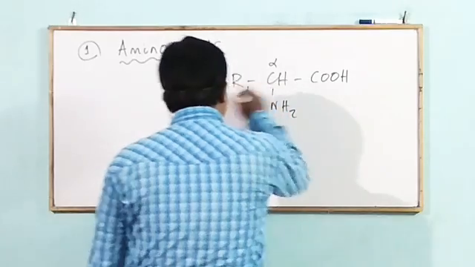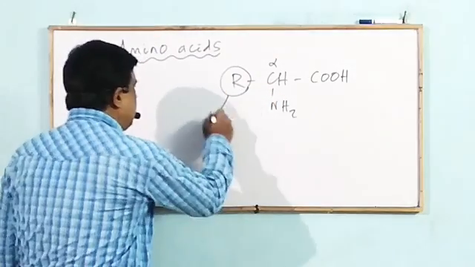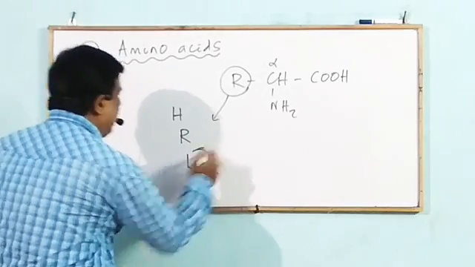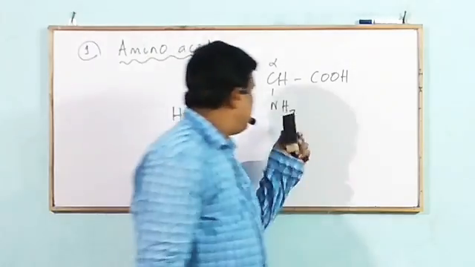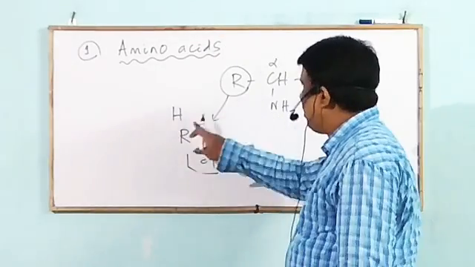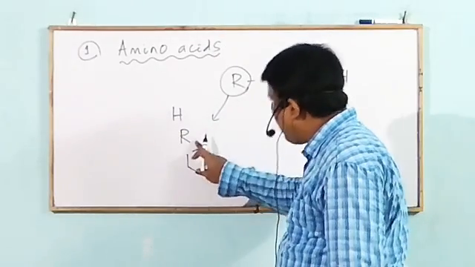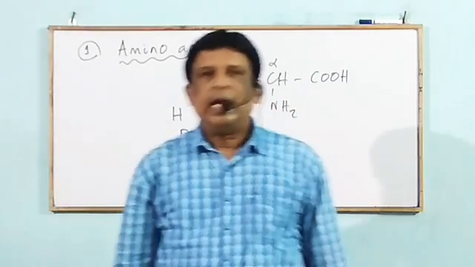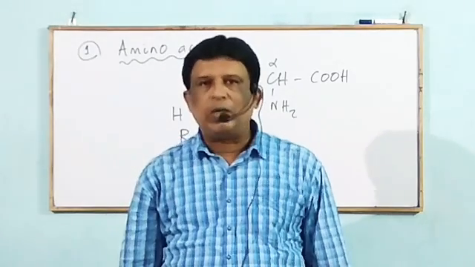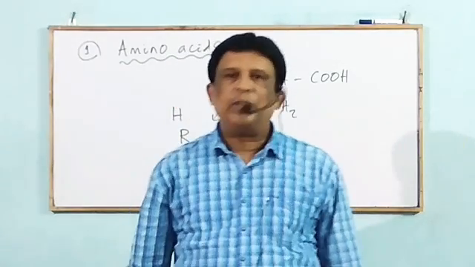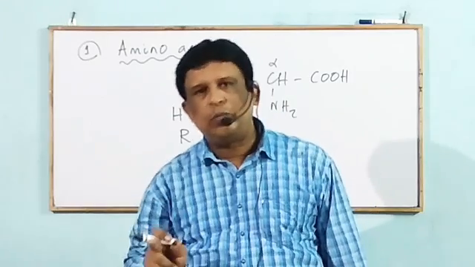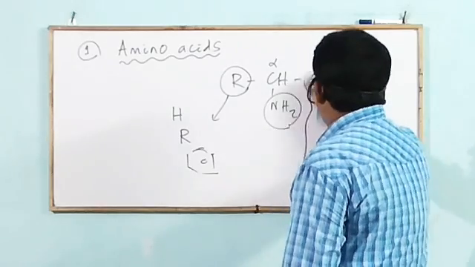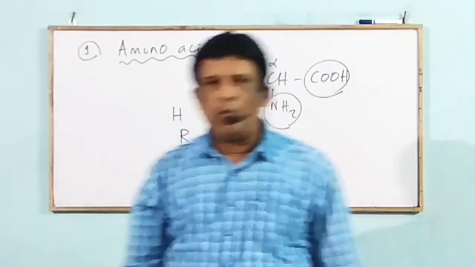It is the alpha position, where R is represented as hydrogen, or an alkyl group, or an aromatic ring. That means each amino acid is a nitrogenous compound containing both an acidic carboxyl group and a basic amino group. The amino group is basic in nature and the carboxyl group is acidic in nature.